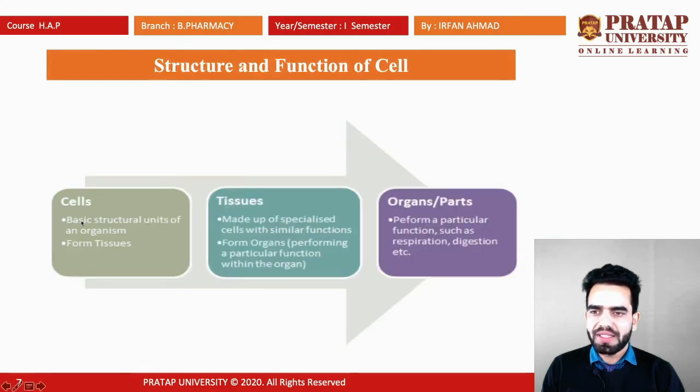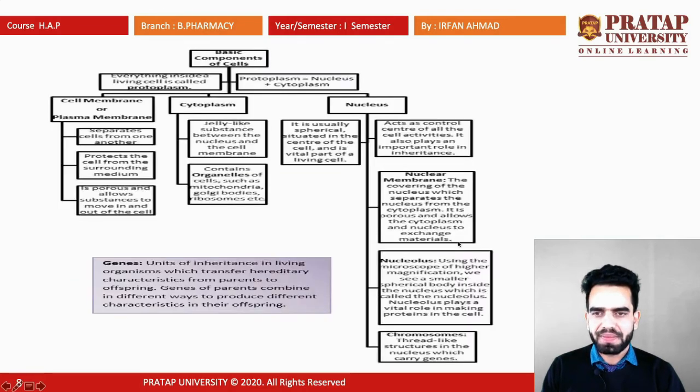So now, we know that cells are the basic structural units of an organism, and when cells combine they form tissues. Tissues are made up of specialized cells which have similar functions, and tissues then form organs which perform a particular function. Organs then form organ systems which also perform specific functions such as respiration, digestion, etc. Then organ systems combine and form the complete individual. Okay, so this is about that.